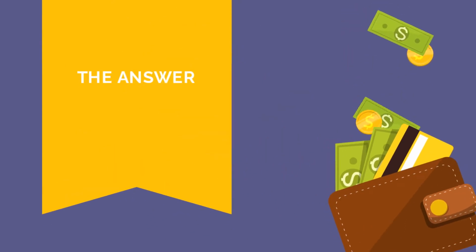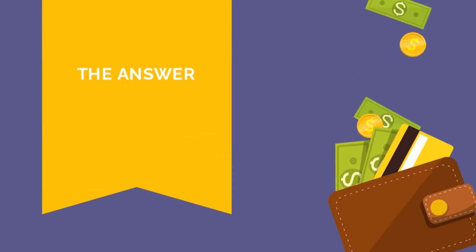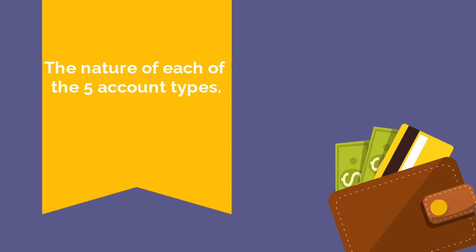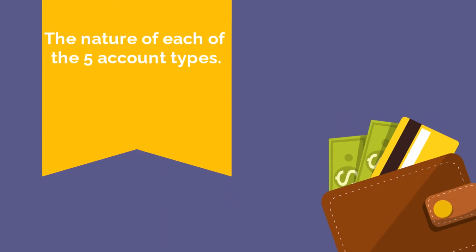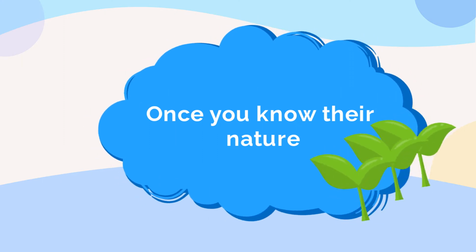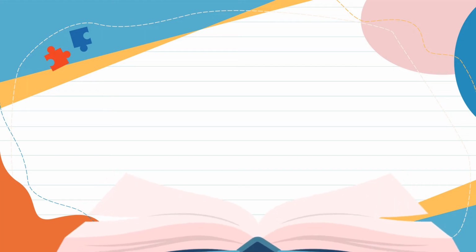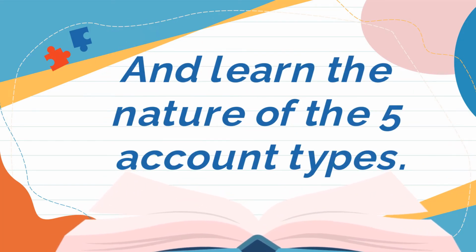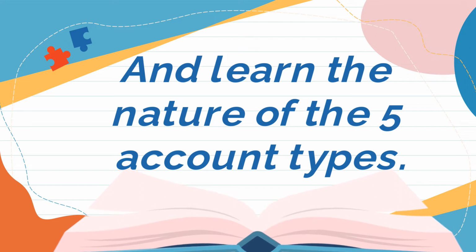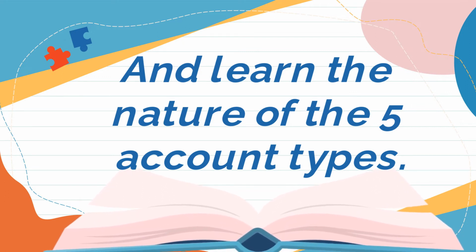Well, the answer to that question lies in what's known as the nature of each of the 5 account types and the general ledger accounts that belong to them. Once you know their nature, you will easily be able to figure out whether each posting you make to your general ledger account should be a debit or a credit. So let's dive in and learn about the nature of each of the 5 account types and the general ledger accounts that belong to them.